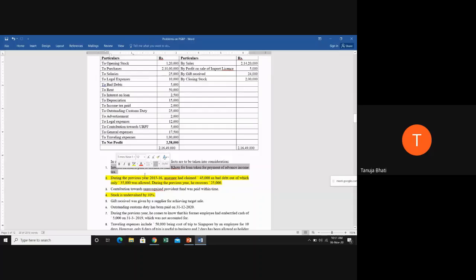Interest on loan is paid to a brother of the court for a loan taken for the payment of advance income tax. Now, students, you will tell me whether this 2,500 will be allowable or disallowable? And if it is disallowed, tell me the reason why. Disallowable. Why disallowed?